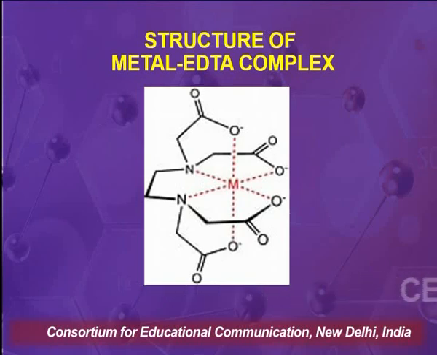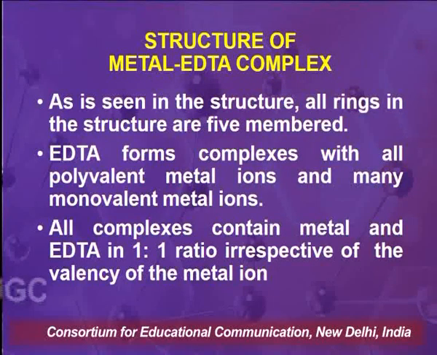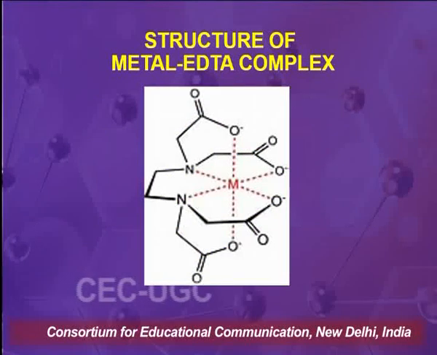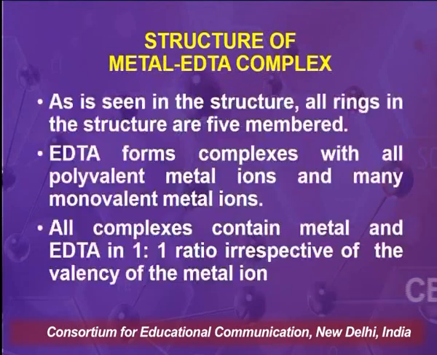As we can see, the metal is present in a sandwich structure, in between the EDTA, and only one EDTA ligand is used to satisfy the 6 coordination sites of the metal, wherein 2 coordination sites are occupied by the nitrogen atoms in EDTA and 4 are occupied by the oxygen atoms in EDTA. As seen in this structure, all the rings formed are 5 membered rings.